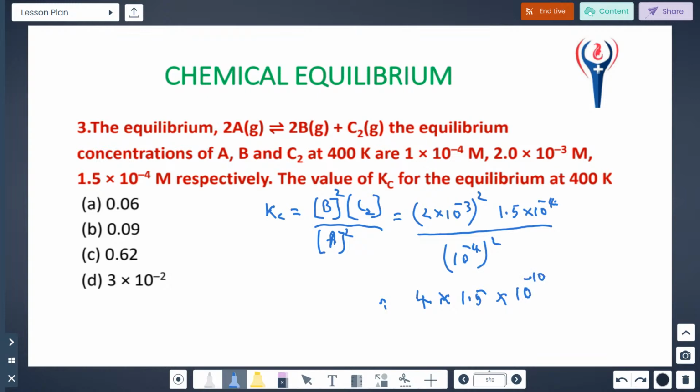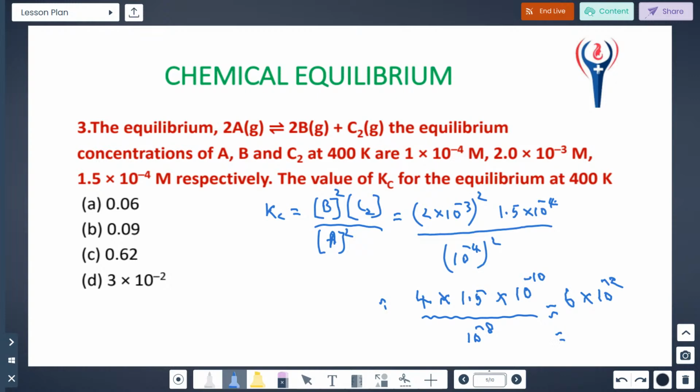Are you following? Understood? Right. Then down in the denominator, who is there? 10 power minus 8 is there. Understood? Suppose here, 4 into this one, 4 into 1.5, we can write 6. When it comes to the numerator, 10 power minus 8 goes to the numerator, it becomes 10 power plus 8. So 10 power minus 2. Understood? So you can write what?